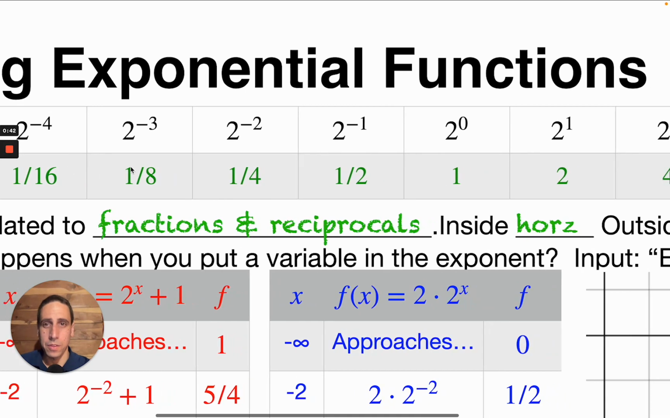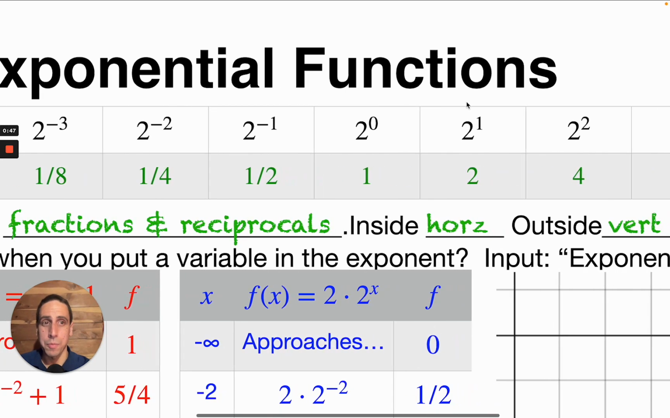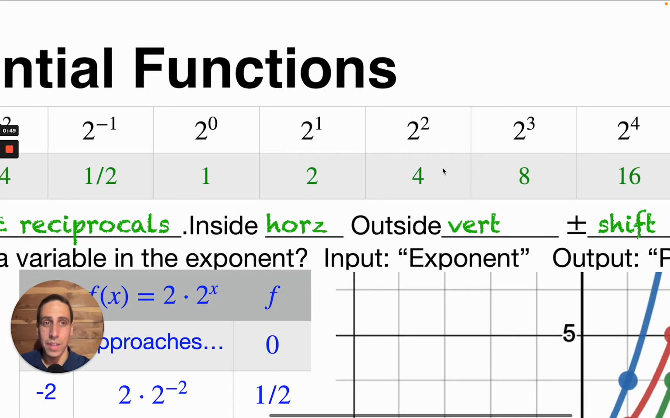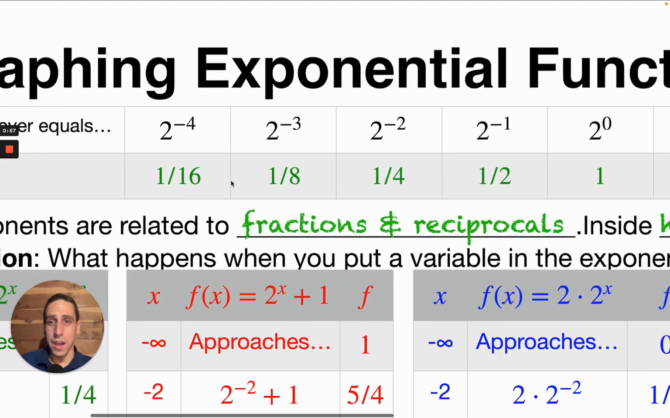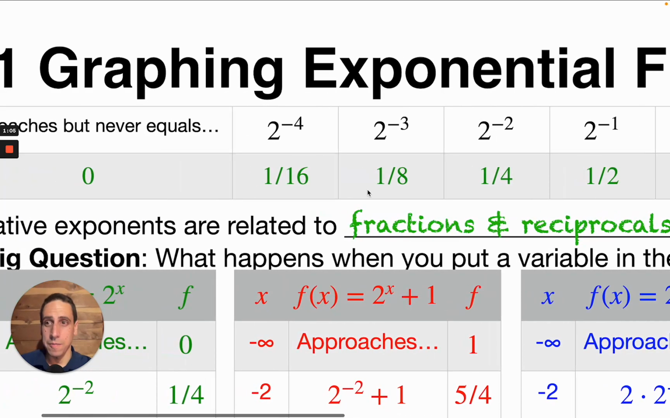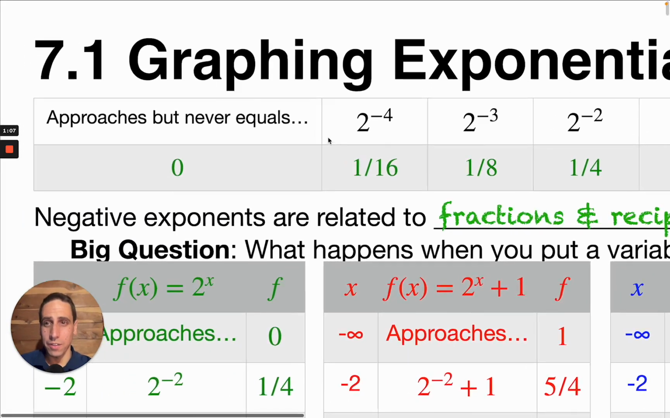Notice 2 to the negative 2, 2 to the negative 3, compare that to 2 to the positive 3. That 2 to the positive 3 is 8, 2 to the negative 3 is 1/8. 2 to the positive 4th is 16, 2 to the negative 4th is 1/16. These are all positive numbers, 1/16, 1/8. You still have a positive amount of pizza, but they are reciprocals. They're fractions.